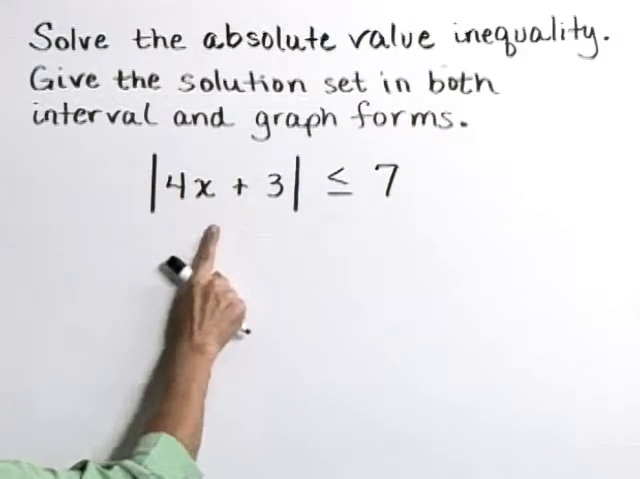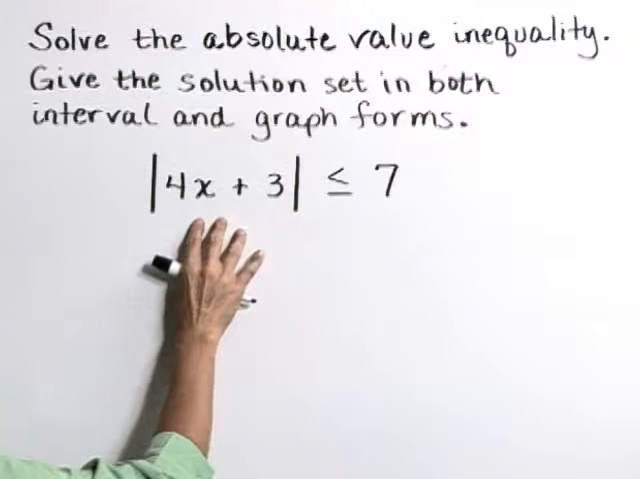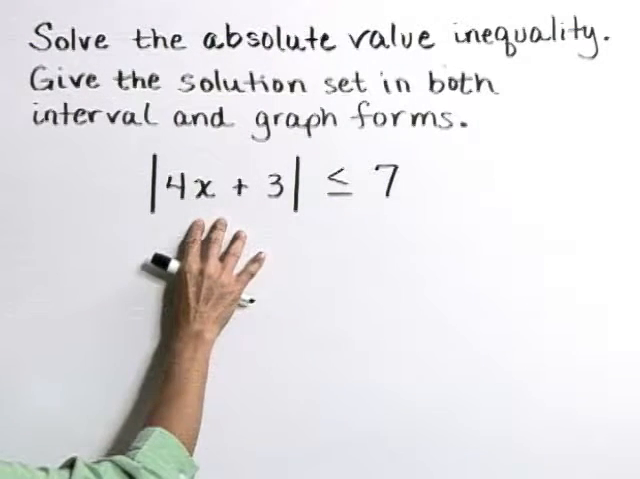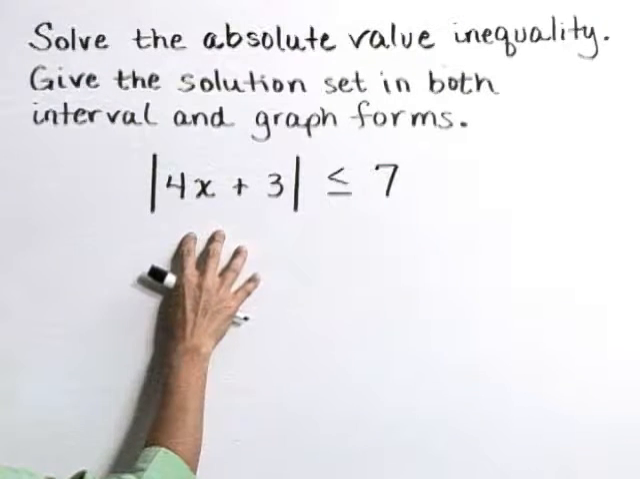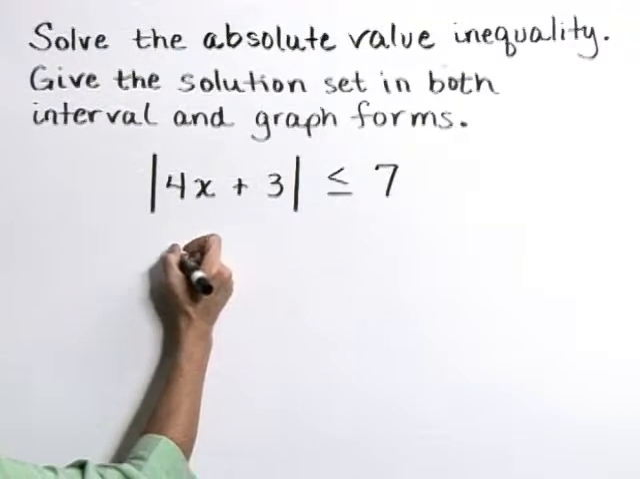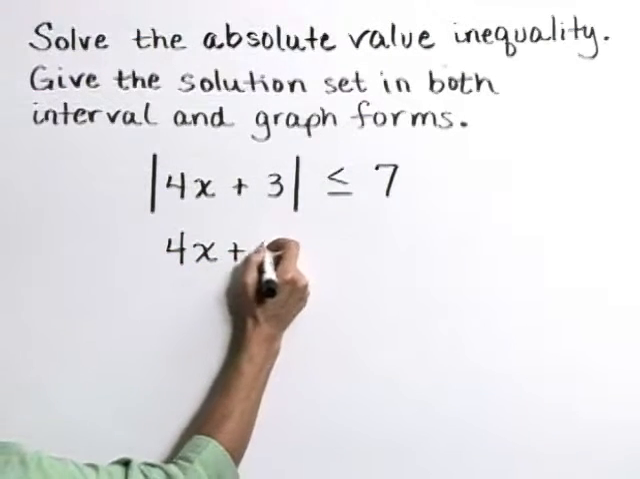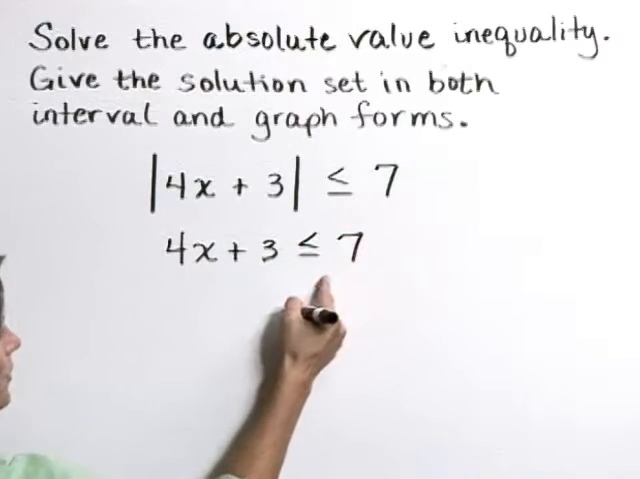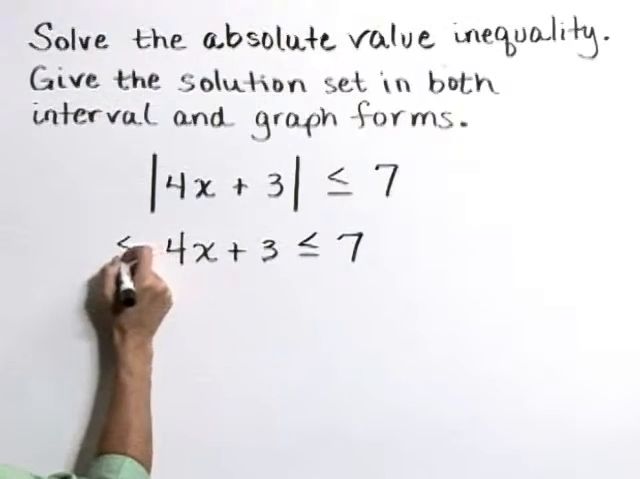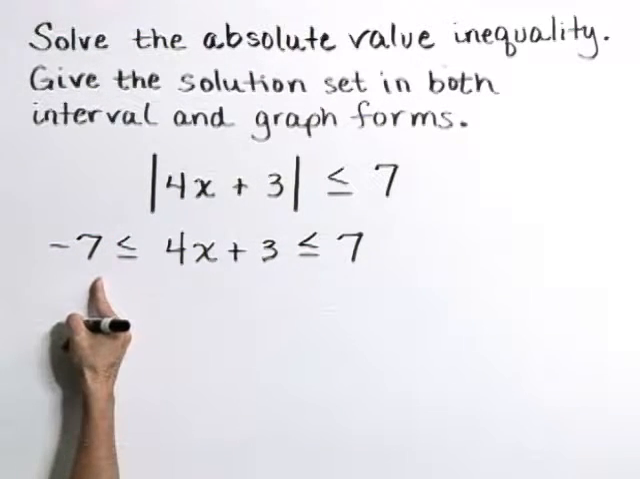Now, if the absolute value of a quantity is less than or equal to 7, then it will take on values ranging from -7 to +7 inclusive. So let's write an inequality statement describing that. So 4x plus 3 must take on a value that is less than or equal to 7, but greater than or equal to -7.